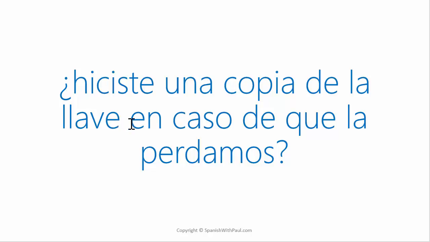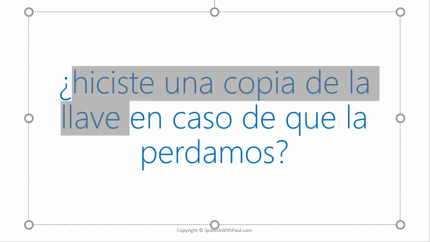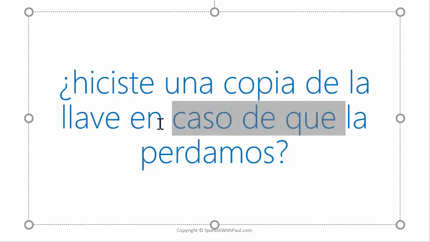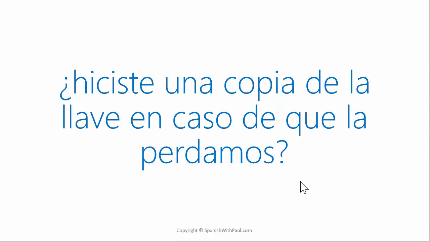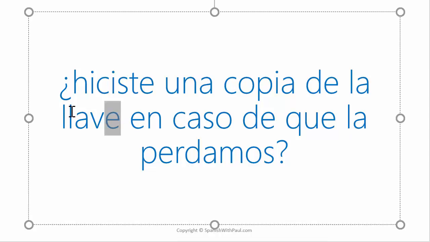Here we have did you make. Remember that hacer is to do or to make. So did you make a copy of the key? This is a dot past an event, right? Hiciste una copia de la llave. Now we have our trigger in case that en caso de que. Now the verb perder ends in er. So it changes sides. Instead of perdemos, it goes into perdamos. En caso de que la perdamos. La because we're referring to la llave.